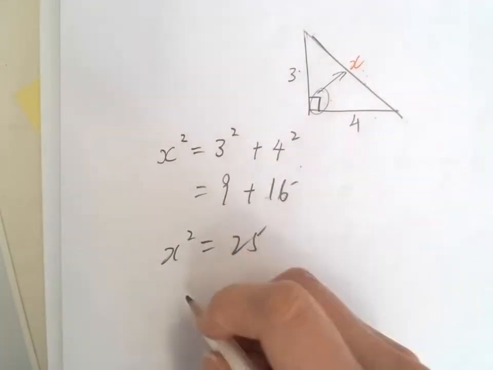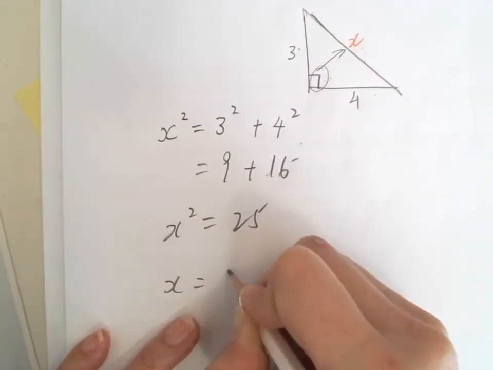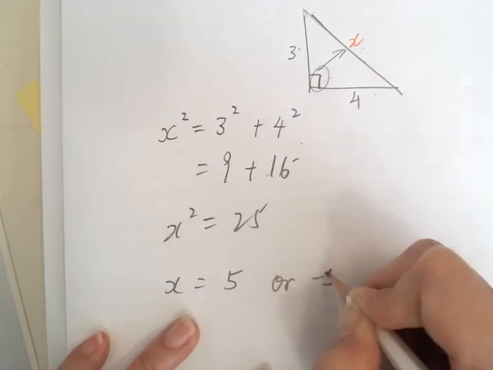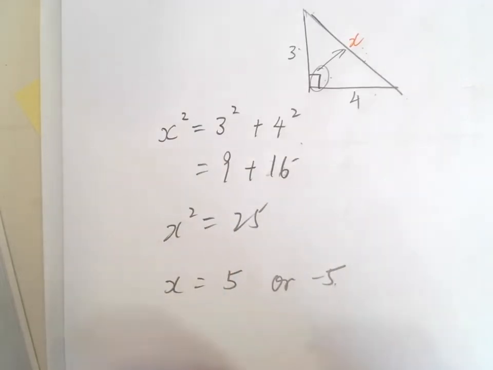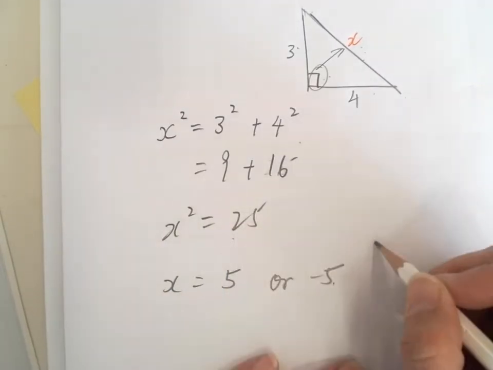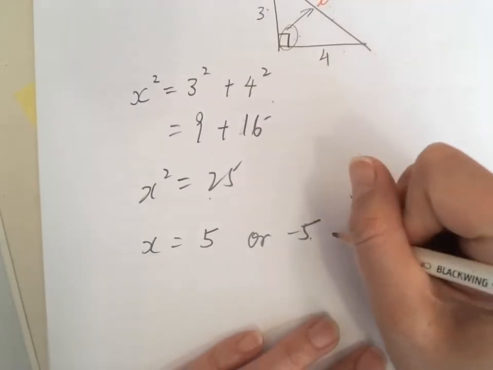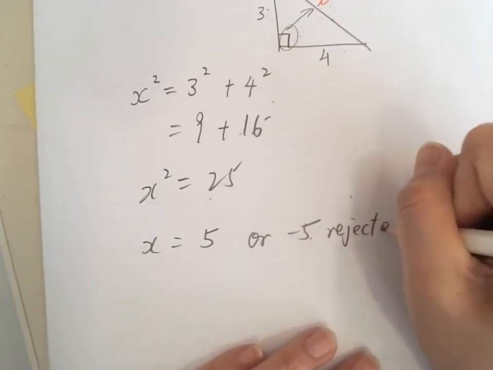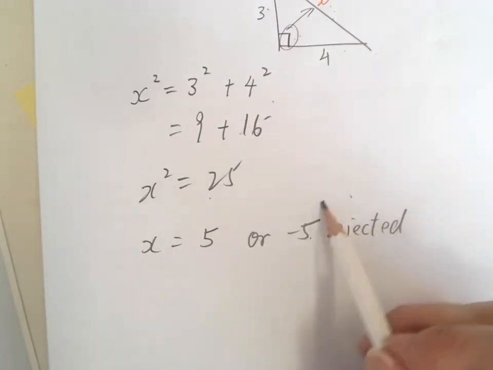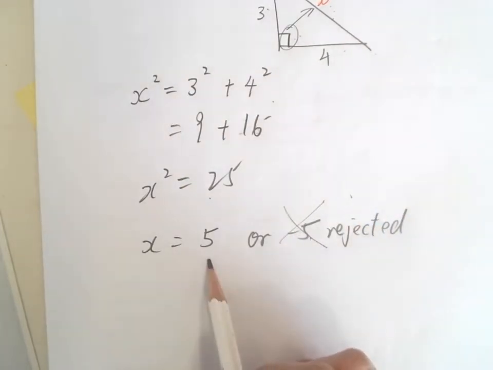X squared equals 25, so X will be equal to 5 or negative 5, because negative 5 times negative 5 is also equal to 25. There are two possibilities, but X is a length, so it has to be positive, so I will reject this one. Reject means not using this one, no more. So X will only be equal to 5.